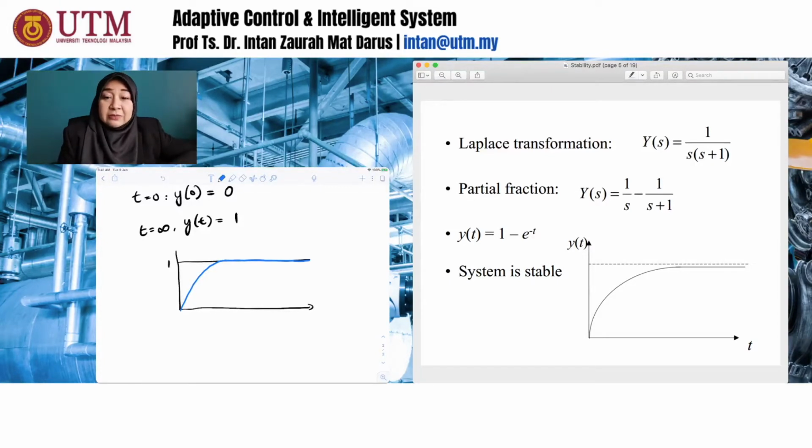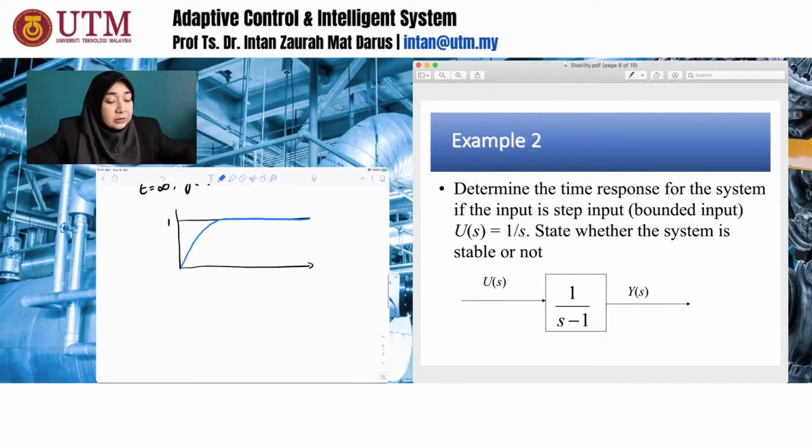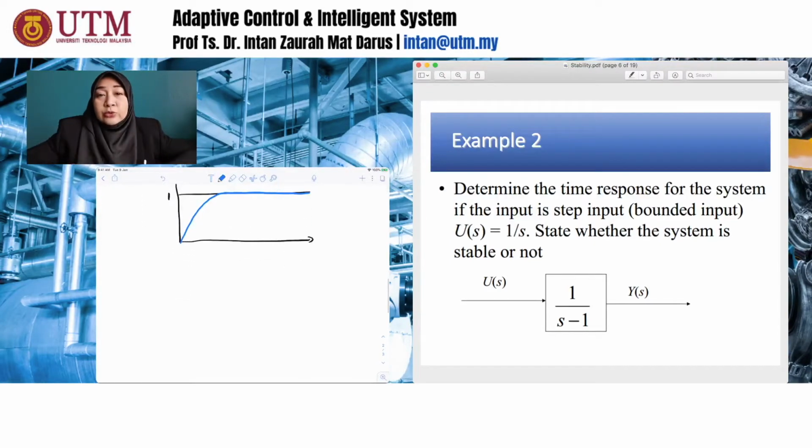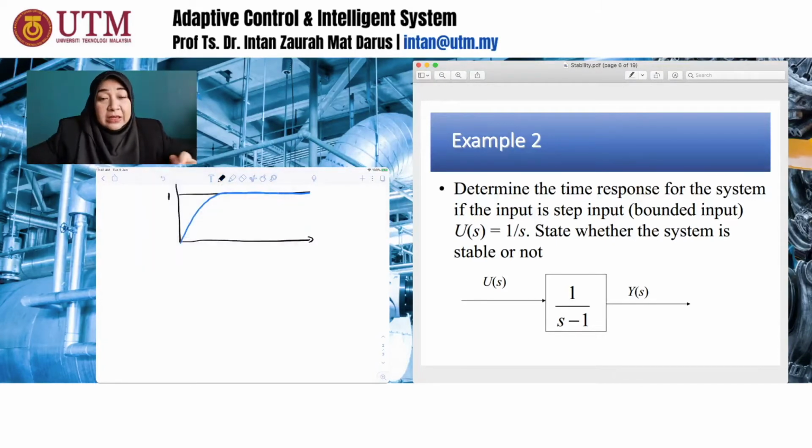So this system is said to be a stable system, which is good. Now let's have a look at what happens if our transfer function, instead of s plus 1, is s minus 1. Similarly, you will do the same process, but now the transfer function is 1 over s minus 1.